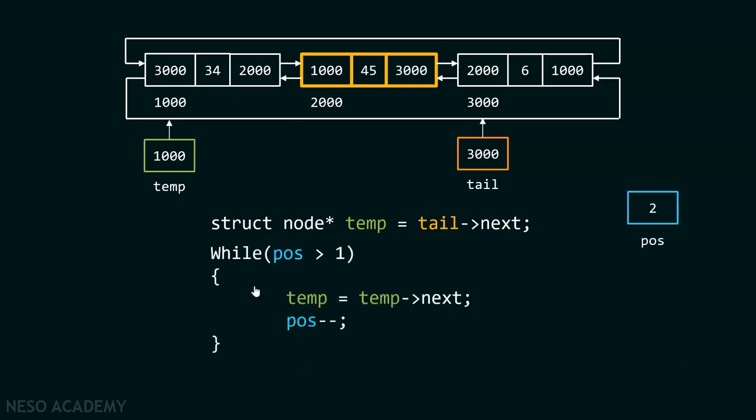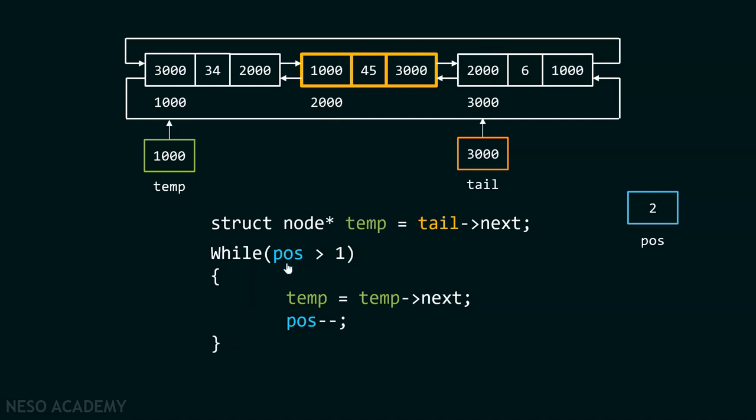For this purpose, I'll use this piece of code. That is, while pos greater than 1, temp equal to temp next, pos minus minus. Here this condition is written, that is pos greater than 1. We have a pos variable which is holding this value 2. I want to delete the node at position 2. For this purpose, I want to move this temp pointer towards right. And I want this pointer to point to the second node of this list. That is the node we want to delete. For this purpose, I am using this piece of code.